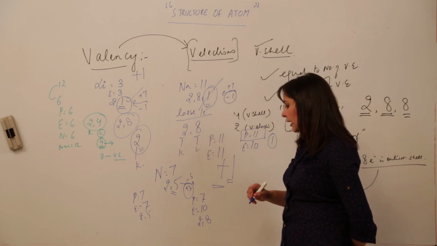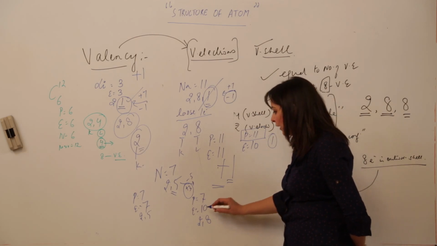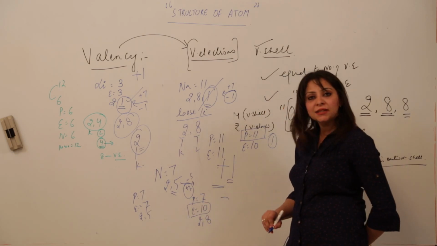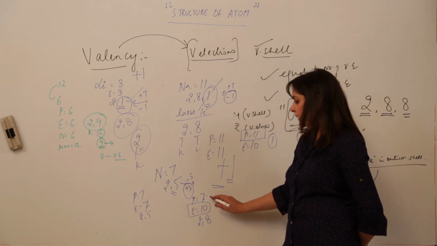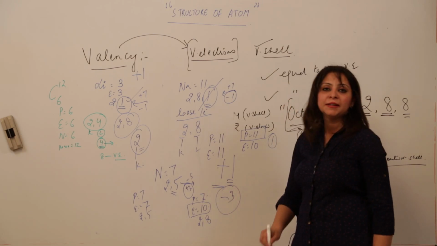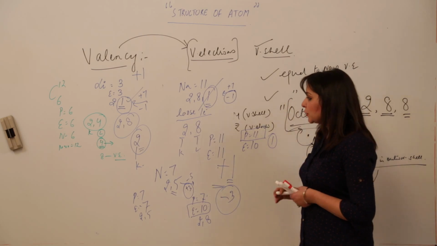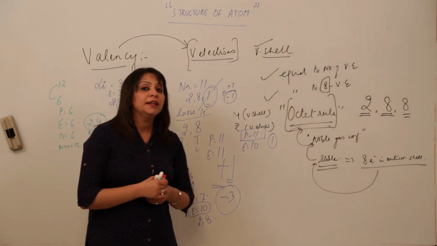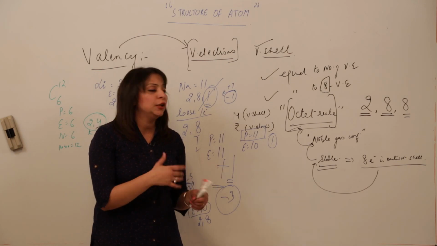So what has it done? It has gained electrons, so that means electrons are increased, means negative charge is increased. By how many units? 7 to 10, 3 units, so minus 3. Its valency is minus 3. And so you can do it. This I have explained to you so that you can know how actually it happens, by +1 or -1.